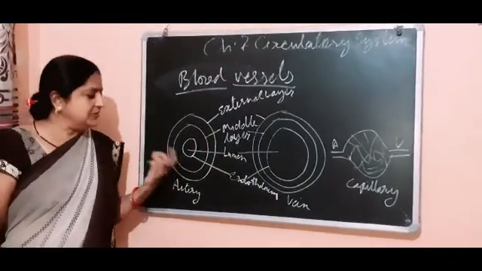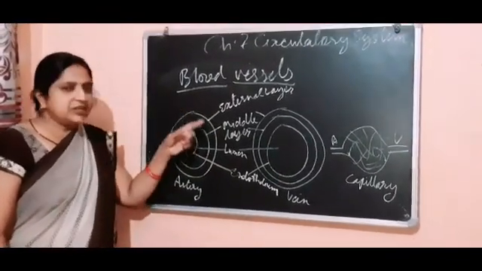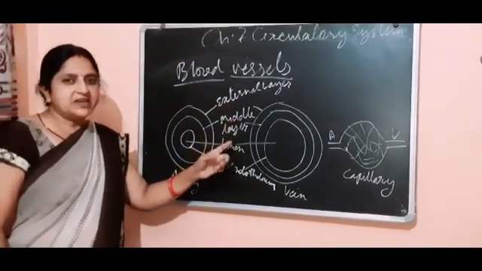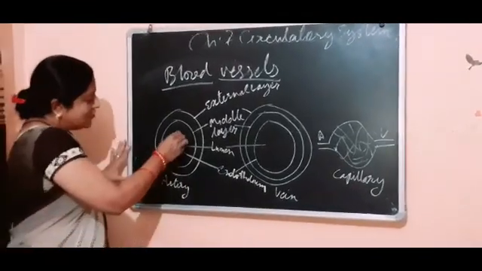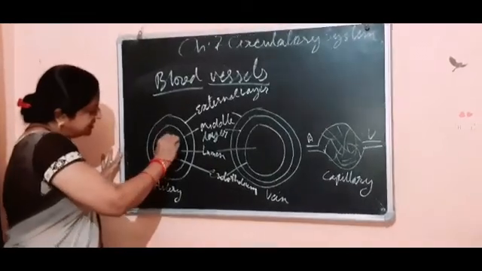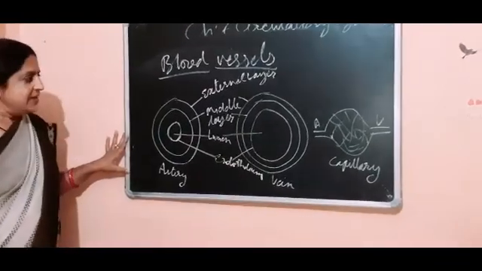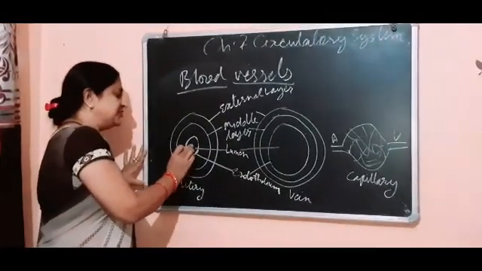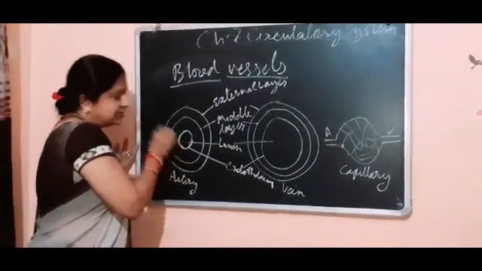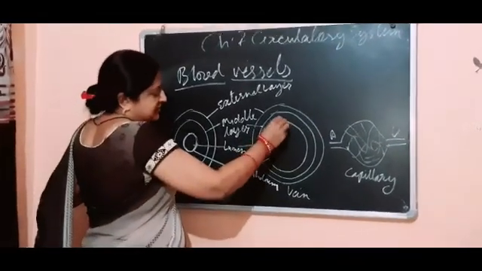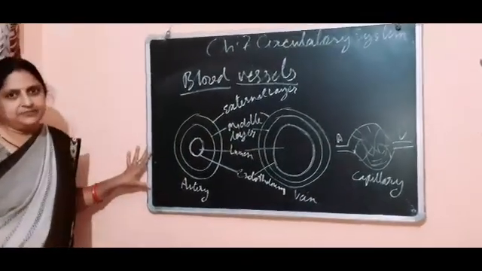Both these vessels are triple layered. The outer layer is called the external layer, the middle one is called the middle layer, and the internal layer is called the endothelium. This portion is open, and it is called the lumen. From the figure it becomes very clear that in an artery the lumen is very narrow, and in veins it is very wide. It is broader than in an artery.